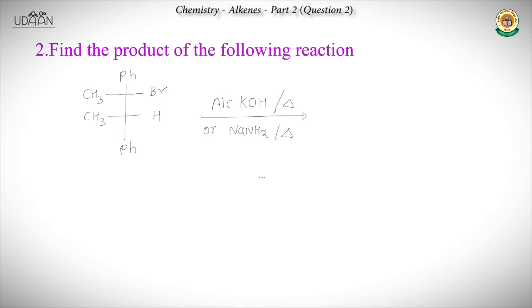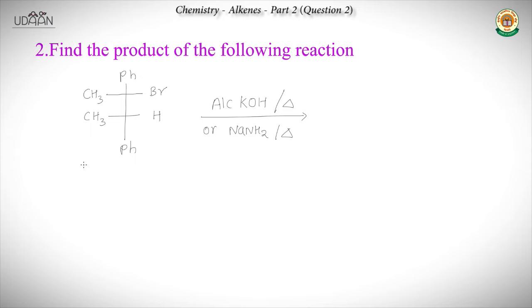Find the product of the following reaction. So we have a relatively complicated looking compound here, which we are going to react with alcoholic KOH and heat it, or we are going to use NaNH2 and heat it, right? Yes. So let's try naming the compound first.